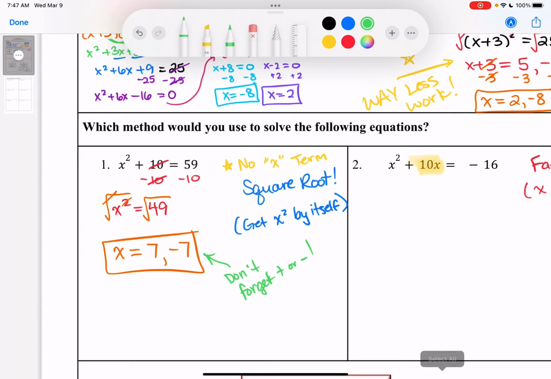plus or minus, right? So that's the big idea with square roots. That's the only tricky part, you've got to remember your plus or minus. Otherwise, way faster.